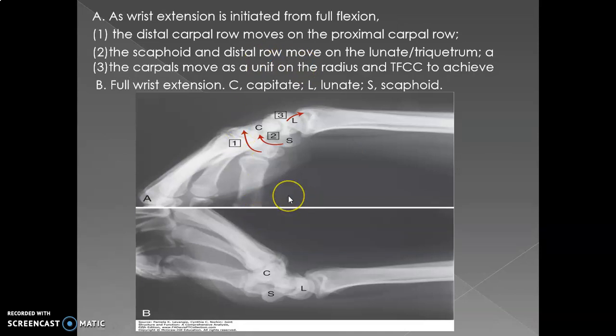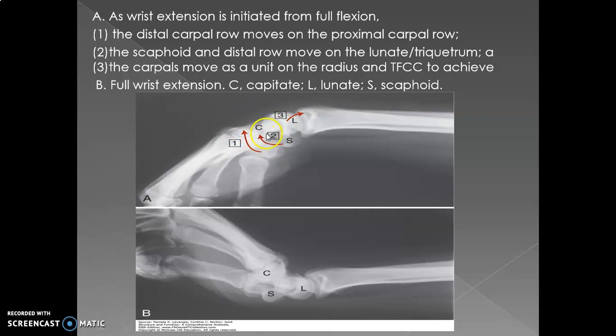So what we are trying to understand is this: here the wrist is in flexion, and the extension motion of the wrist starts from the wrist being in full flexion. Here you can see the radius and the ulna, then the carpal bones, and here the metacarpal bones. In the flexion position, see where the scaphoid is, where the lunate is, and where the capitate is. See the capitate, what we call the keystone.